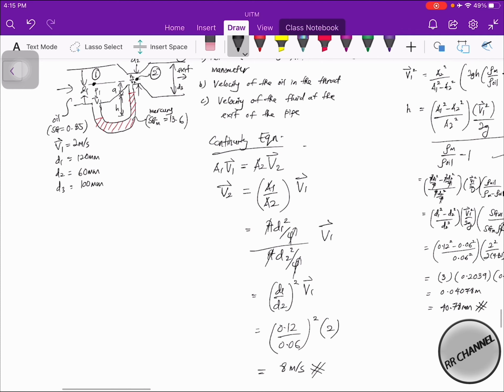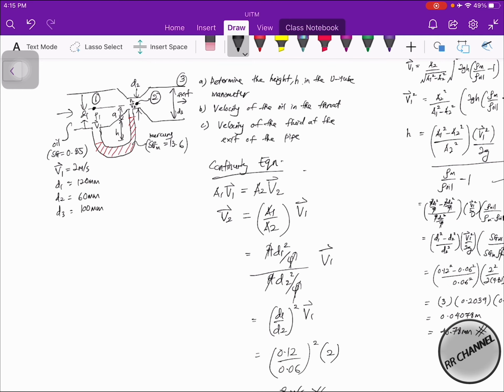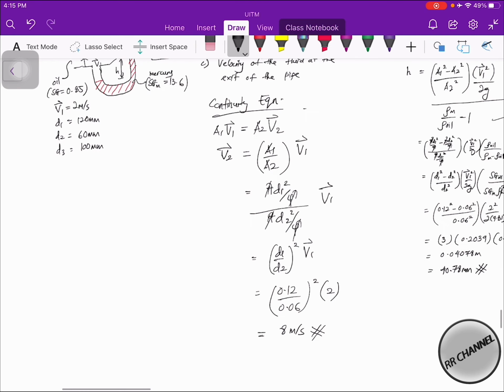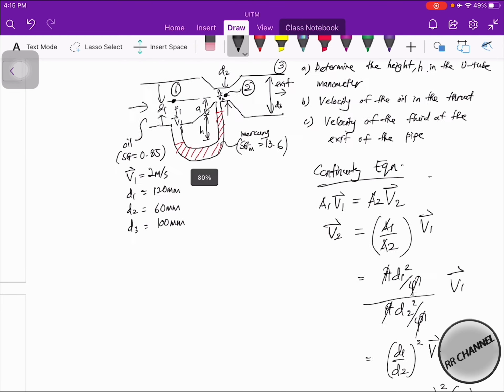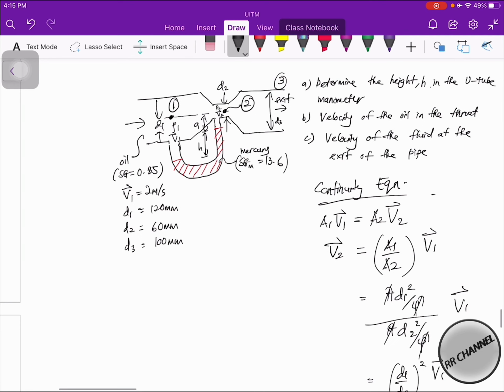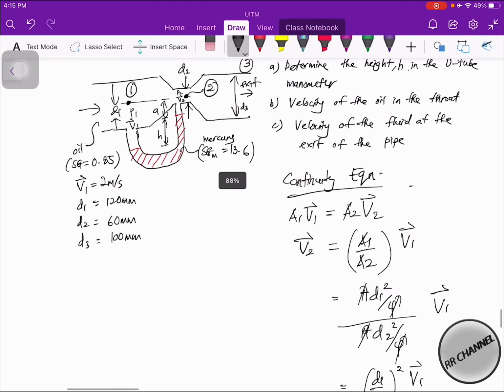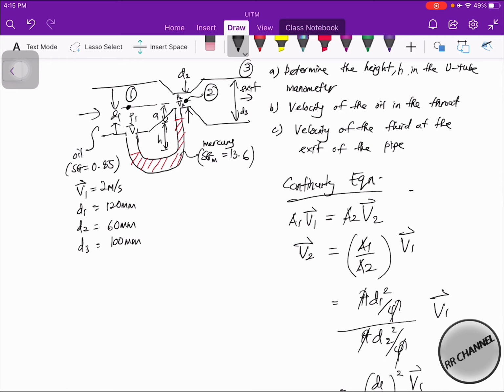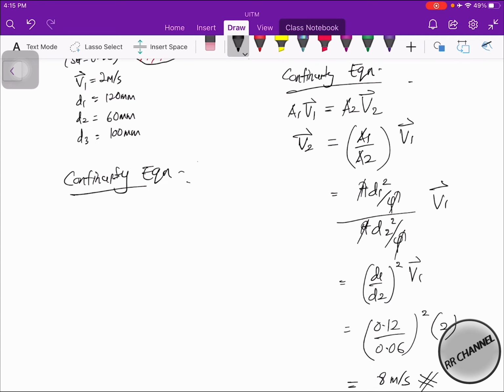Then for the third question, the velocity of the fluid at the exit of the pipe. Also we can use our continuity equation. This time you can use from point 2 to point 3, or also you can use from point 1 and point 3. So let's say I want to use from point 1 to point 3. Okay, 1 and 3. So A1 V1 equal to A3 V3.